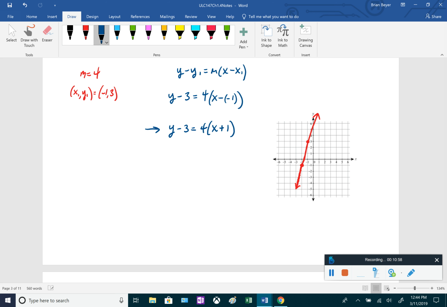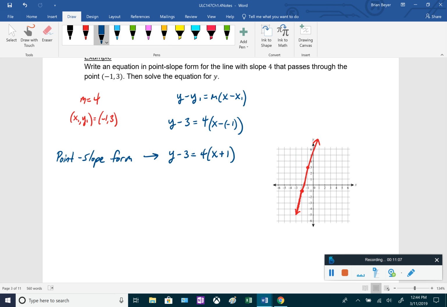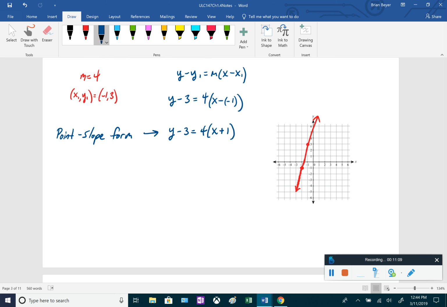So this right here is the point slope form. So that's point slope form, the first part of our answer here. There's the equation of the line. Now solving this for y.